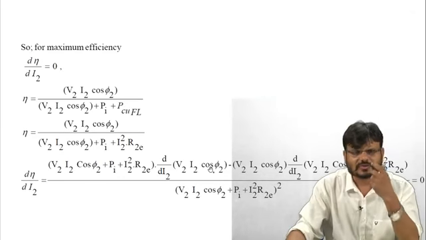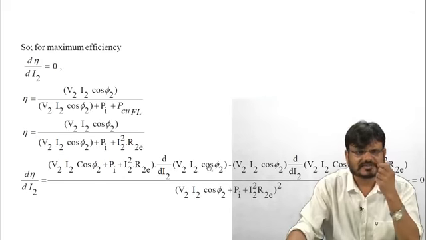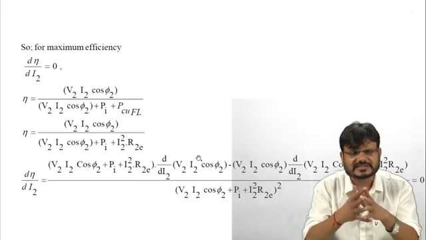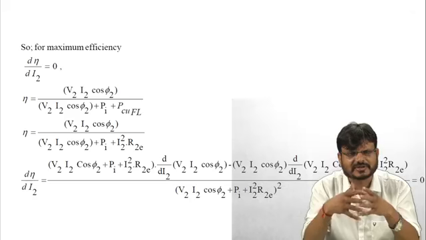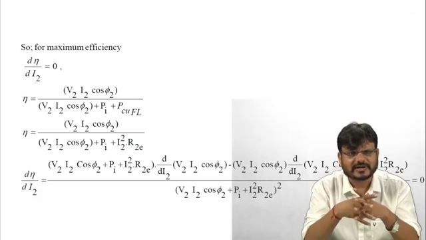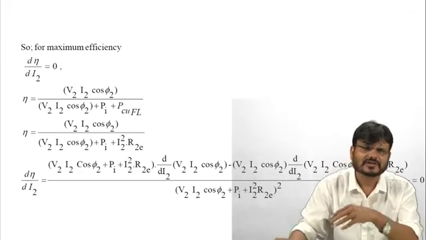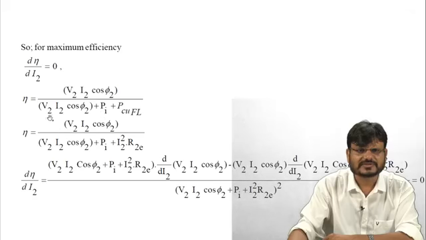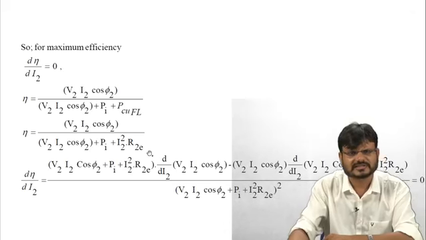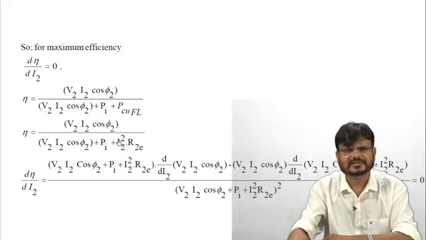So if you want to calculate the condition for the maximum efficiency, you differentiate the formula of efficiency with respect to the variable part. And what is that variable part? That is the current I2. So for the maximum efficiency you can write d eta upon dI2 is equal to 0. So eta is equal to this one, and you just differentiate this formula with respect to I2. You can say this is a numerator and this is a denominator.